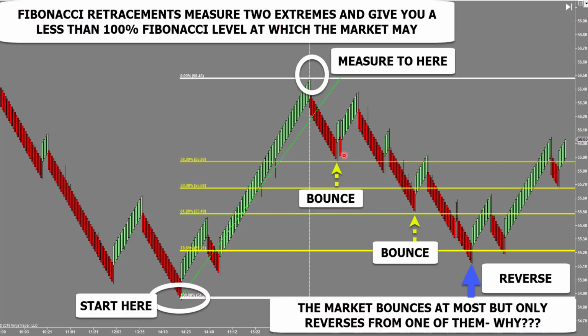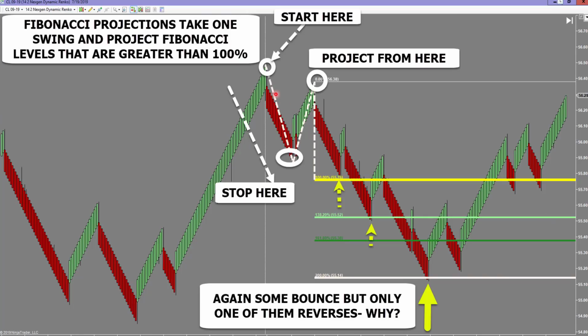Generally, the bigger the Fibonacci number, the more powerful the reversal quality in it. So smaller numbers bounce, bigger numbers reverse. Just remember that.